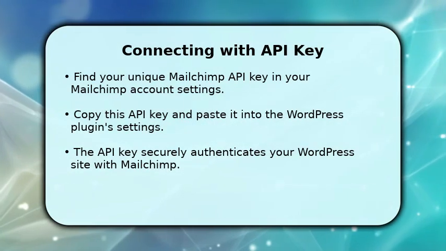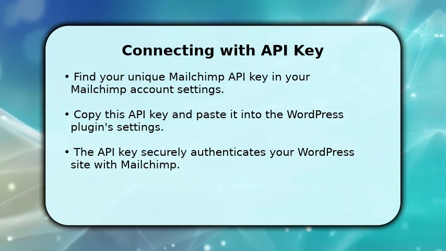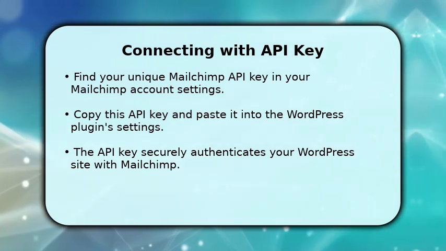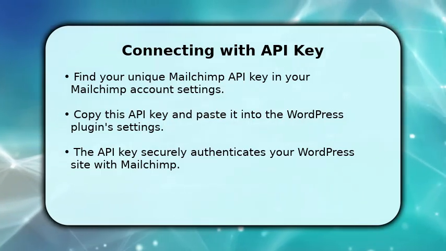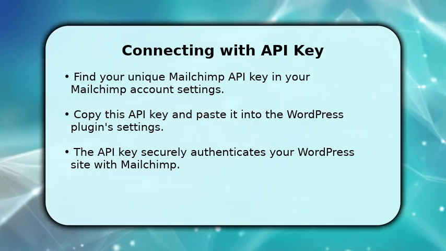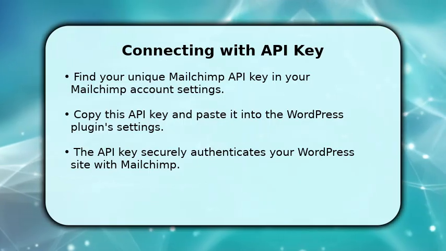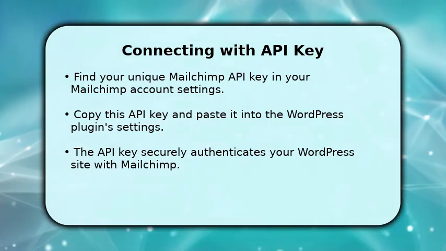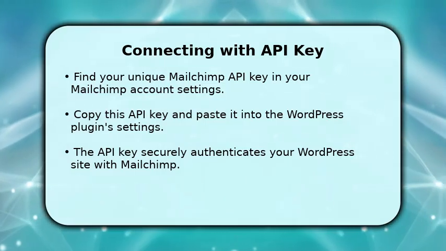Next, you will connect your WordPress site to Mailchimp using an API key. Log into your Mailchimp account and navigate to your API keys section, usually found under your profile settings. Generate a new key if you do not have one, then copy it. Return to your WordPress dashboard, find your plugin settings, and paste the API key into the designated field. This key acts as a secure bridge between the two platforms.